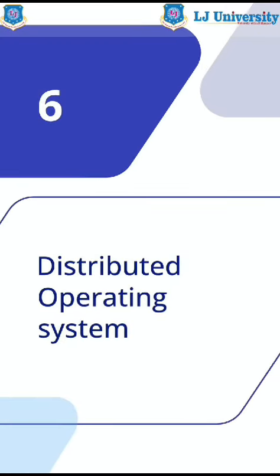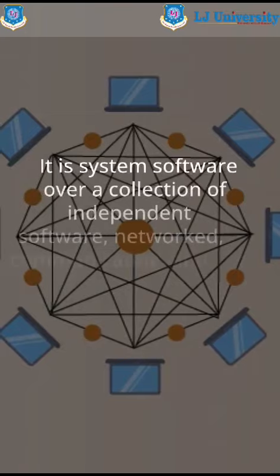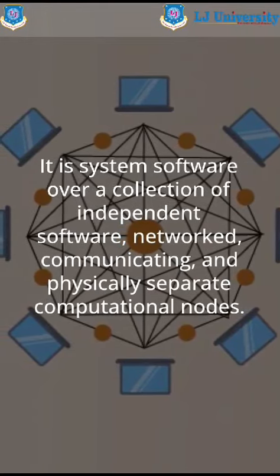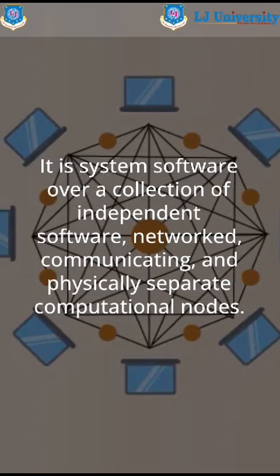Sixth type is distributed operating system. It is system software over a collection of independent software, networked, communicating, and physically separate computational nodes.